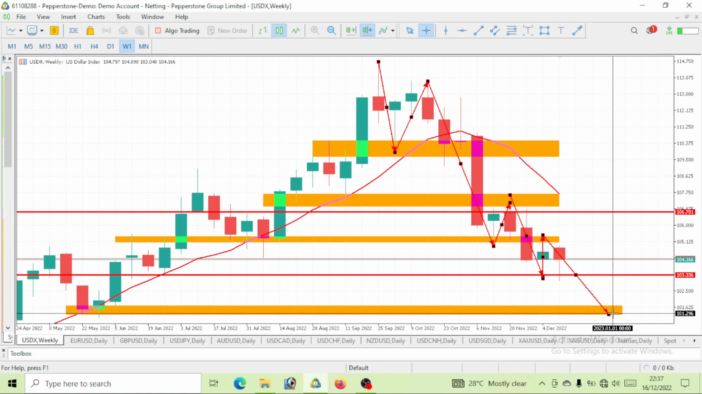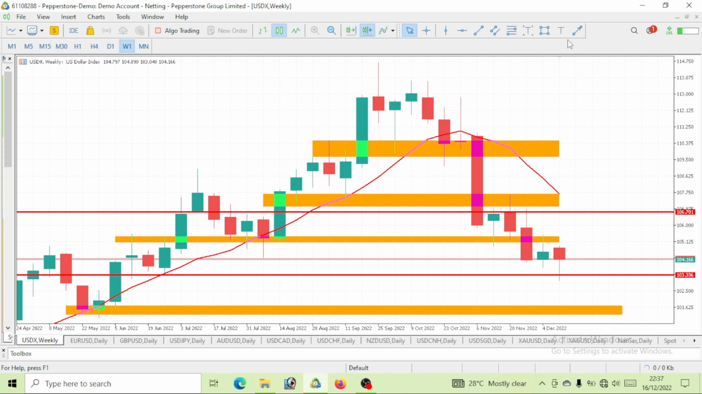So this is a level of 101. Let's watch out for a level of 101. Price has gotten to a level of 103, and we are having a pullback. Once the pullback to 104 is over, then a continuous bearish move would be made on DXY, the USD index, to a level of 101.